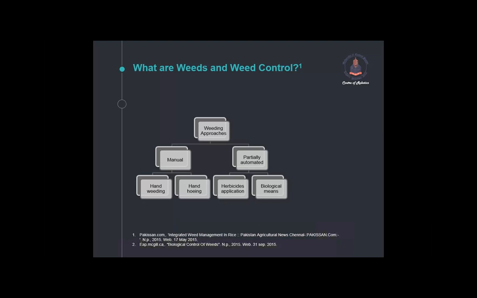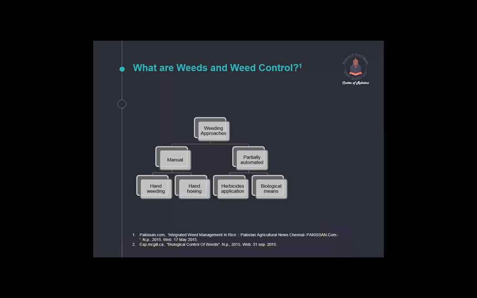Removing weed by hand is not an accurate method. It can leave a lot of weeds inside. Then we have the partially automated solution, in which we use herbicides or some biological means, which means genetic modification of seeds or soaking the seeds in some sprays and then seeding them. All of these methods have their disadvantages.